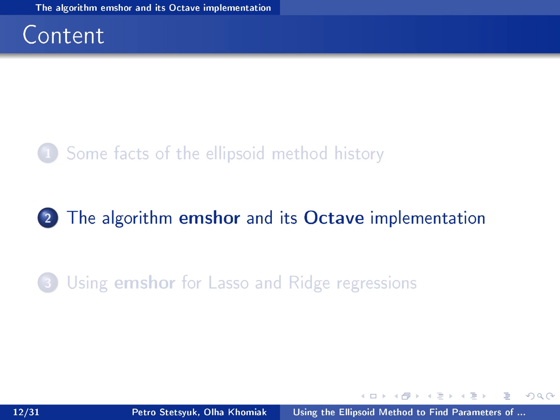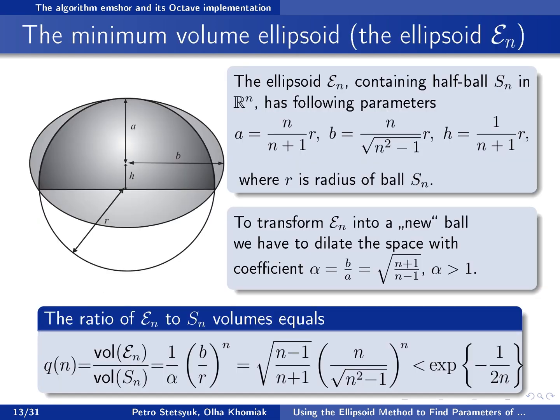This part is called the Emshor algorithm and its implementation in the Octave language, which we will present in the next 7 slides. These will be slides with numbers from 13 to 19. Here, the name of the Emshor algorithm is made in honor of Naum Zuselevich Shor, where M is the first 2 letters of the name ellipsoid method. The idea of the ellipsoid method will be explained with the help of a simple geometric picture.